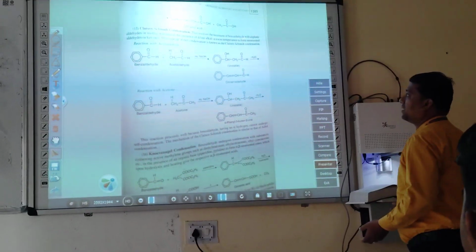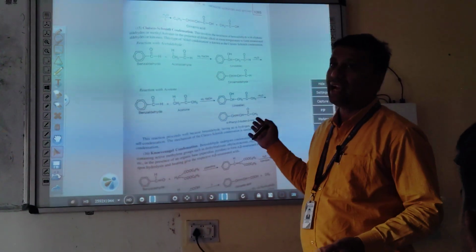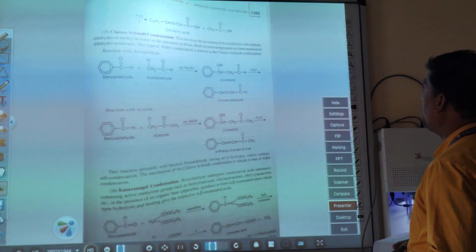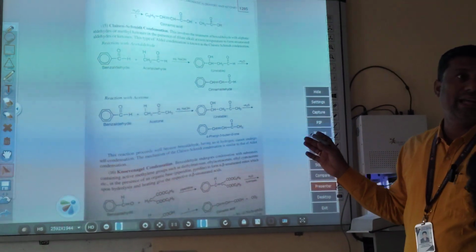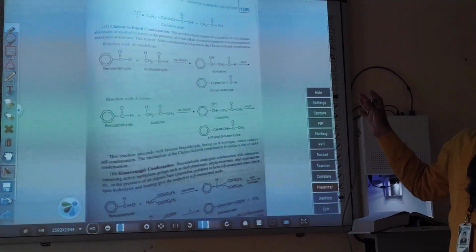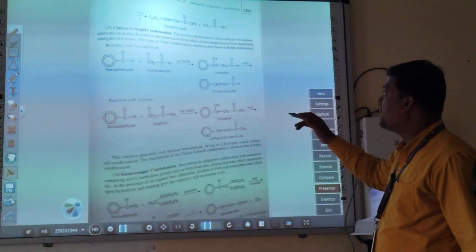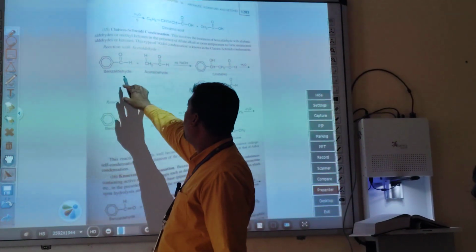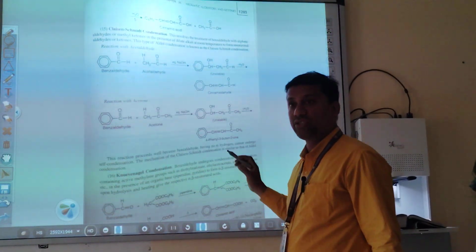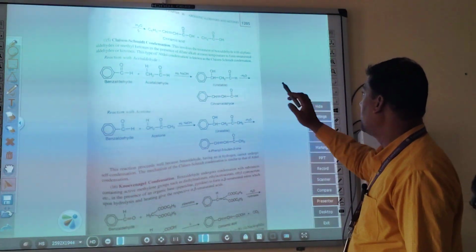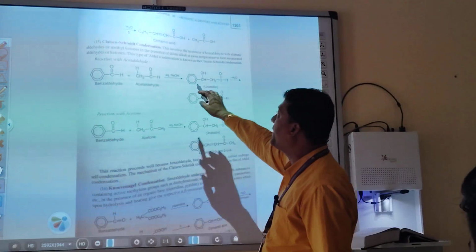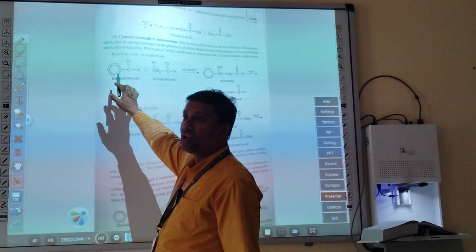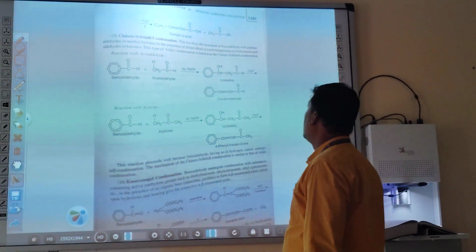Claisen-Schmidt condensation. This is your Claisen-Schmidt condensation. This involves the treatment of benzaldehyde with aliphatic aldehydes. What happens? This is your benzaldehyde. Here there is no alpha hydrogen atom in benzaldehyde. This is acetaldehyde, an aliphatic aldehyde. This is an aromatic aldehyde.